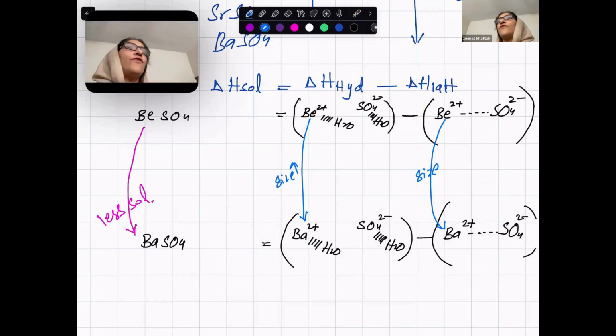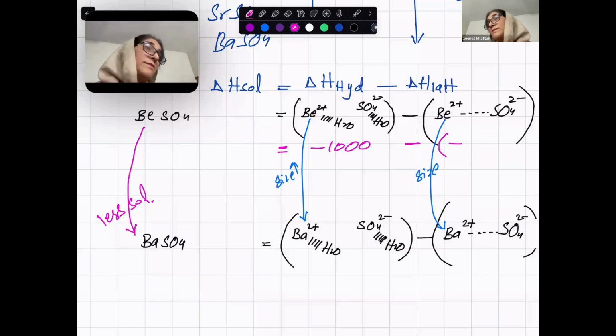Now, for example, I will use my own values, just generalized values, not specific values. Suppose, for example, it is minus 1000 for both, and this is minus 800, which I have written.